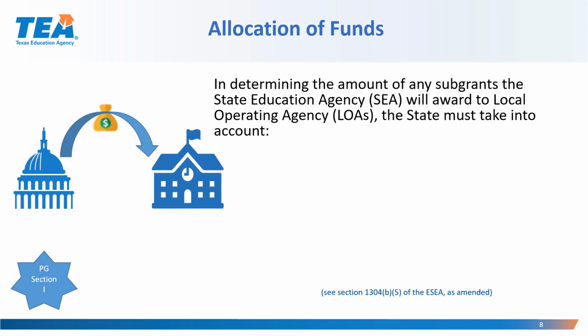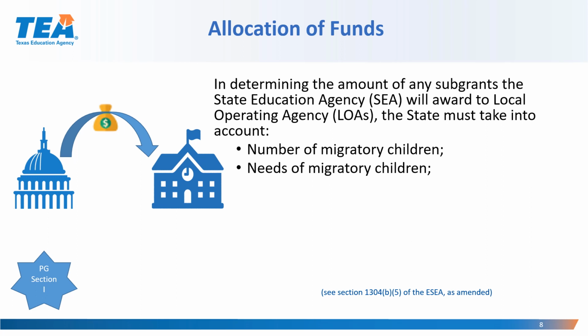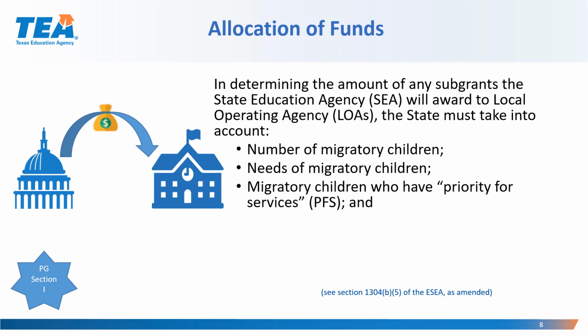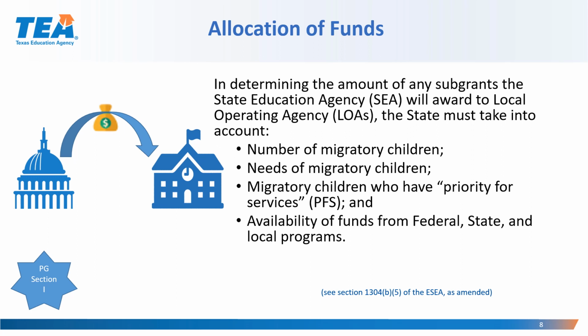Allocations of funds. Allocations to individual LEAs are determined based on statutory formulas. According to ESSA Section 1304(b)(5), in determining the amount of any subgrants, the state education agencies will award the local operating or local education agencies. The SEAs must take into account the number of migratory children, the needs of migratory children who have priority for service, and the availability of funds from federal, state, and local programs.